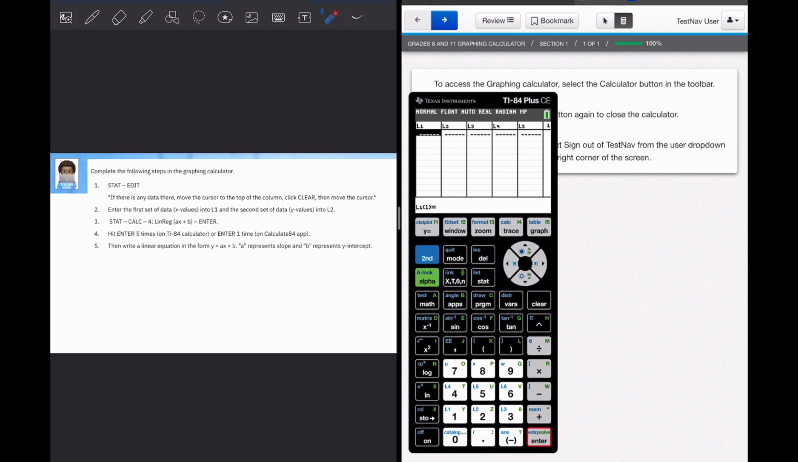Once you have those points, you're going to hit stat and move over to calc and move down to the line of regression. That's the one that you want to find. Once you hit that, you're going to get all the data that you need, and you're going to look for the part that gives you the A for the slope and the B for your y-intercept. That way you can write your equation.